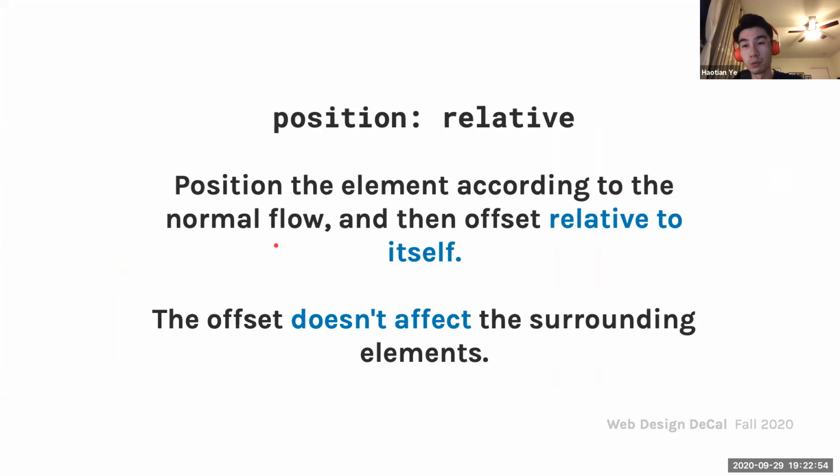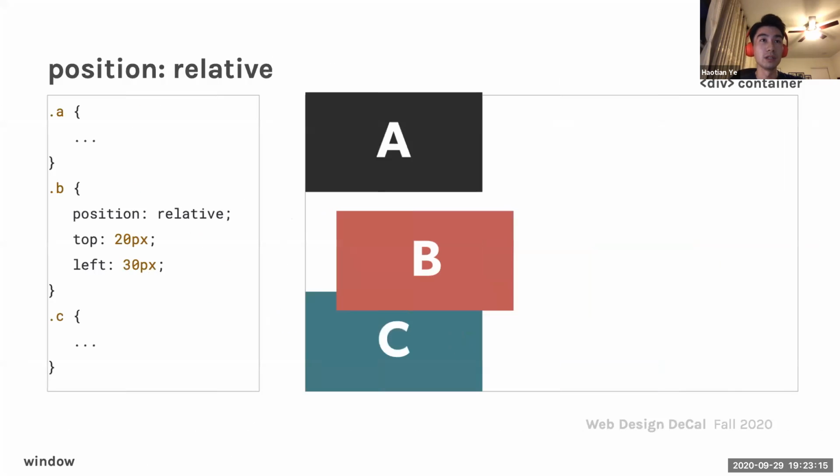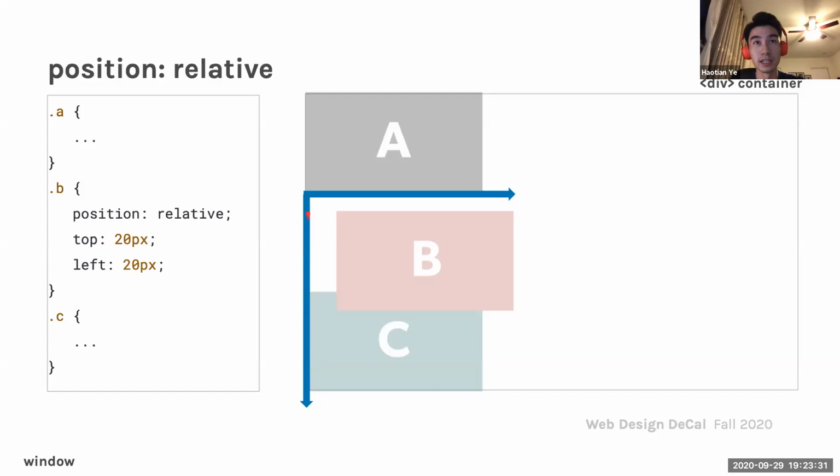So there's position relative, which now we can do some special positioning to. What relative means is that we're placing this element according to the normal flow, so it still flows in a column way, but then it's offset relative to itself. And this offset does not affect anything around it. So let's go through an example of what that means. Let's say for B, I want to do position relative, and I say top 20 pixels, left 30 pixels. And you'll notice B is now in a different place than what it originally was. It's offset relative to itself.